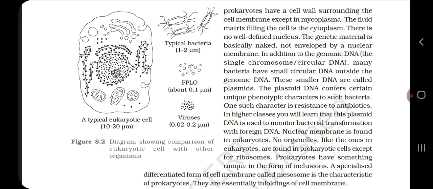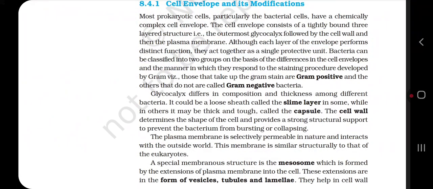No organelles like the ones in eukaryotes are found in prokaryotic cells except for ribosomes. Prokaryotes have something unique in the form of inclusions, a specialized differentiated form of the cell membrane called mesosome. Mesosomes are characteristic of prokaryotes and are essentially infoldings of the cell membrane.